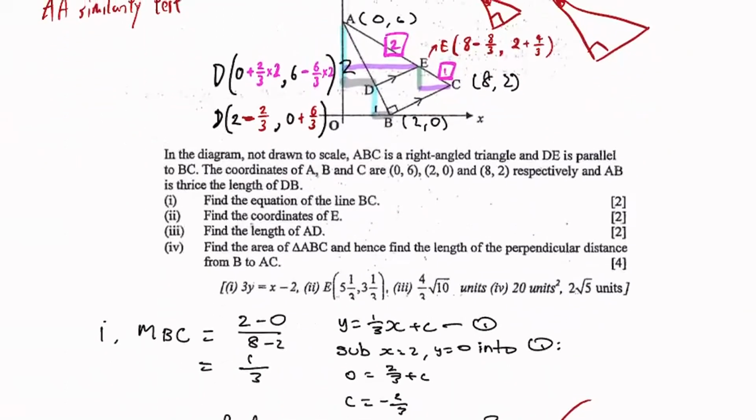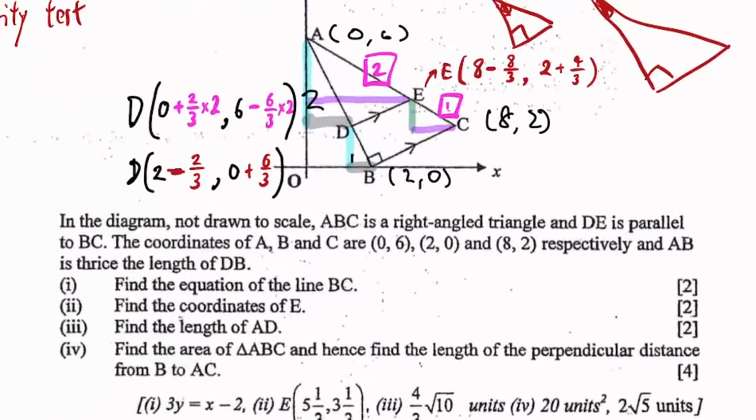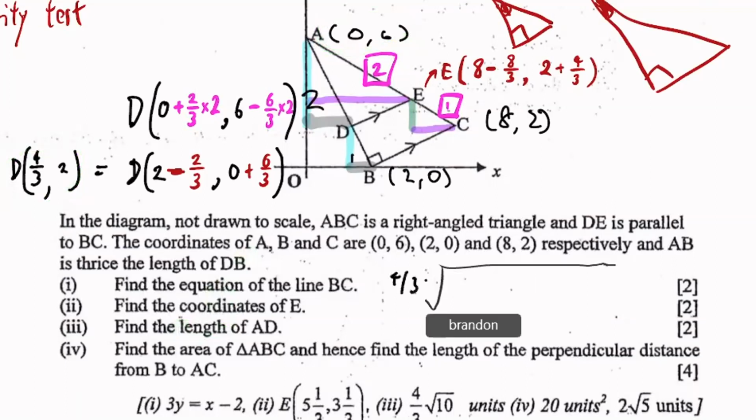Okay. That was point D. Why do we find point D? You want to find length AD, right? Then how? How do you find length AD? You got A 0,6. Find the gradient and then point slope. Wait, length only. They are only asking for length. Then use the length formula. Exactly. So 4/3 minus 0, x minus x, bracket square, plus y minus y, 6 minus 2, bracket square.